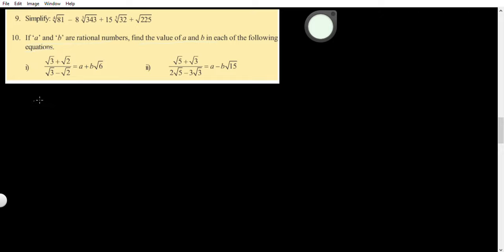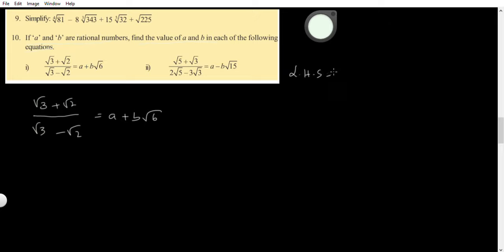Here the first one is (root 3 plus root 2) divided by (root 3 minus root 2) is equal to a plus b root 6. This is my equation. I will take the left hand side, simplify it and compare with a plus b root 6 to get a and b. Let us try with the help of LHS.